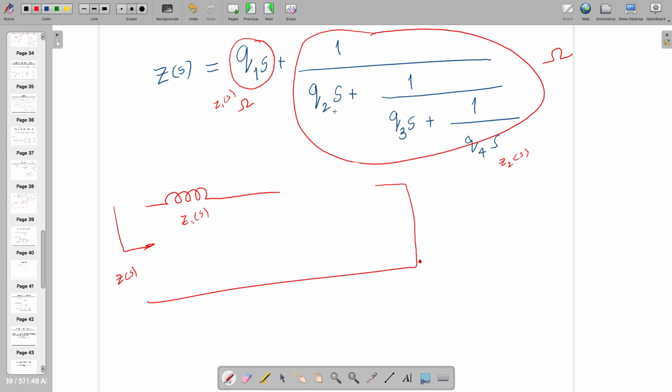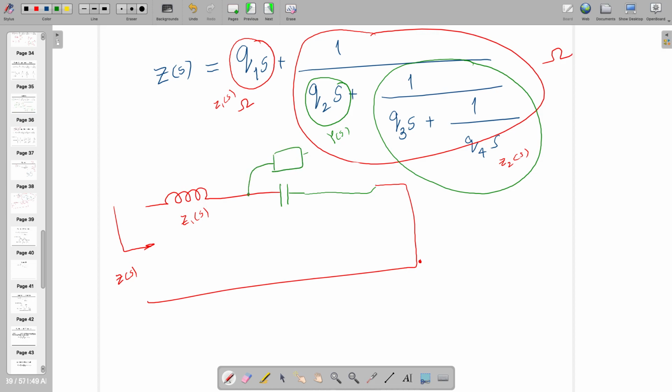Z2 of S has been converted to admittance. So the first entry, which is here, this becomes a capacitor. So I am keeping a capacitor over here. And I am looking at the second entry, whether it's coming in shunt or series. So it's coming in shunt because this is in admittance. So this thing is also at admittance and it has to go in shunt, right?